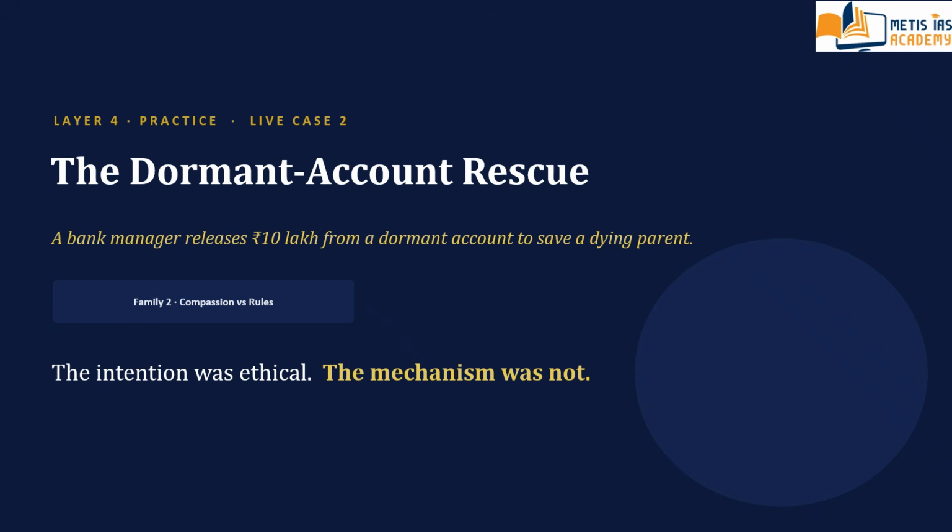This validates that good intention is not enough. Institutional safeguards are also the need of the hour. So after the case, what you have to do is stakeholders, then conflict, then filters, then decision, then reform. This is the answer pattern or case structure.